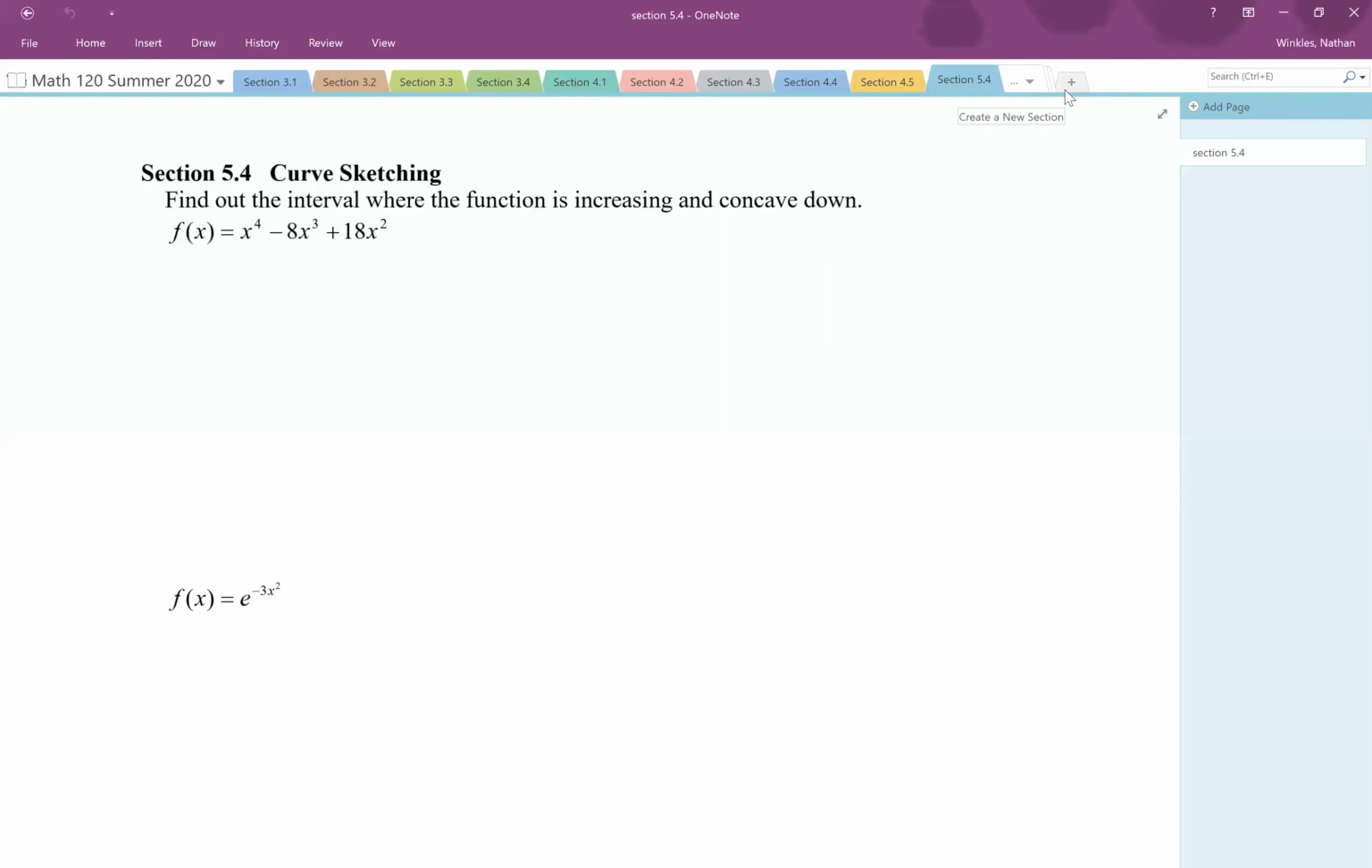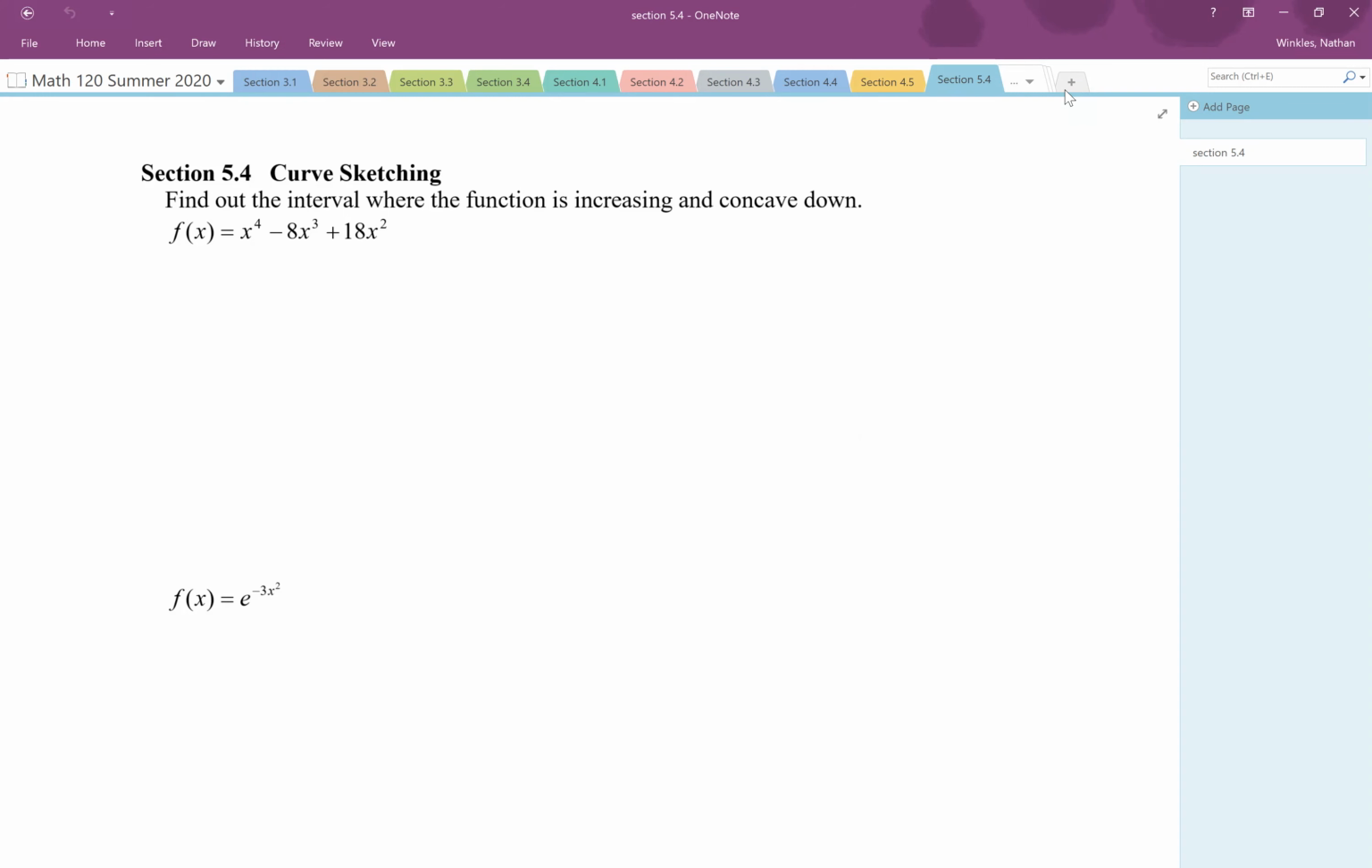All right, so now we're going to talk about section 5.4, curve sketching. Basically, don't get caught up on the word curve sketching in this sense, because it's not really what you think. We're really going to take everything we've been learning about first derivatives, second derivatives, concavity, increasing, decreasing, relative min, relative max, points of inflection.